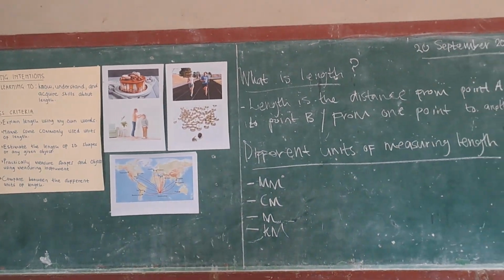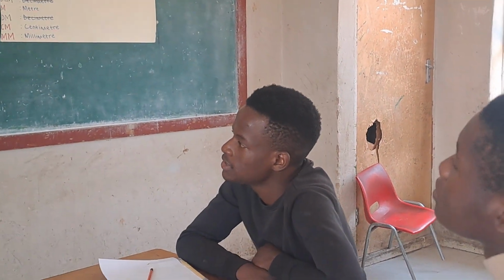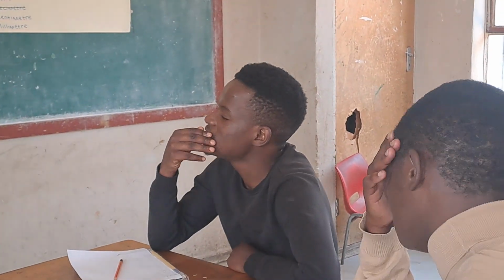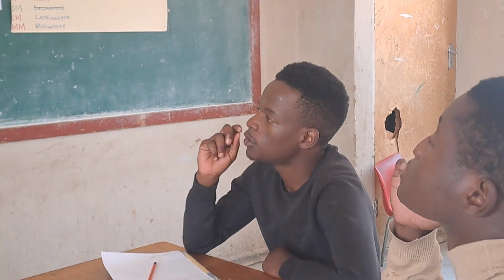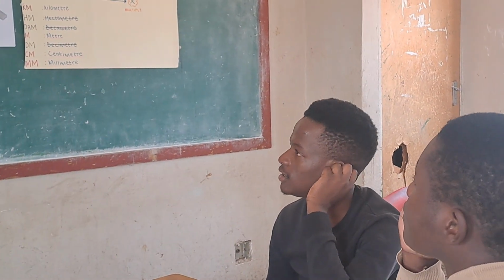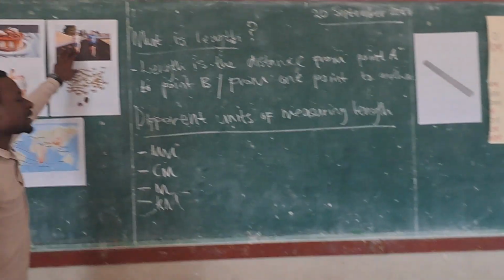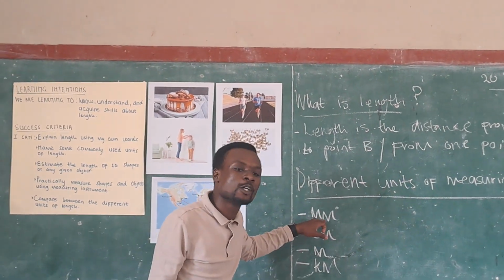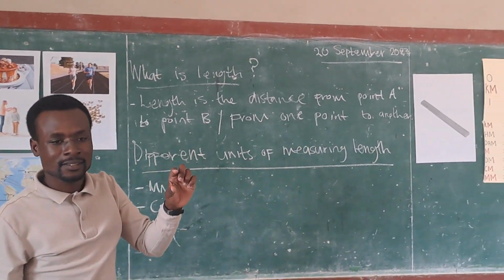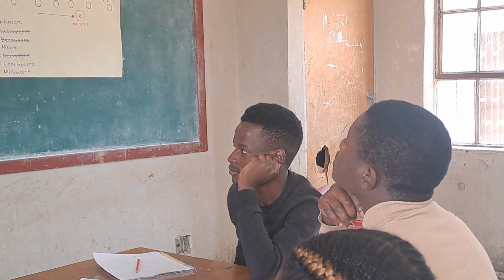Because the distance of running is longer than the distance of millimeter. Come again? The distance we use for running is not the same as the distance we use for measuring a cake. Exactly. Because the distance that they've run cannot be measured with millimeter, because millimeter is used to measure smaller things.